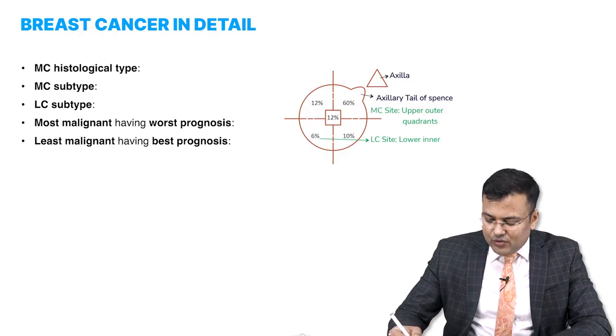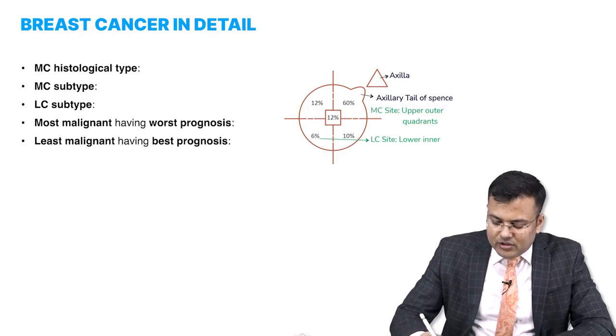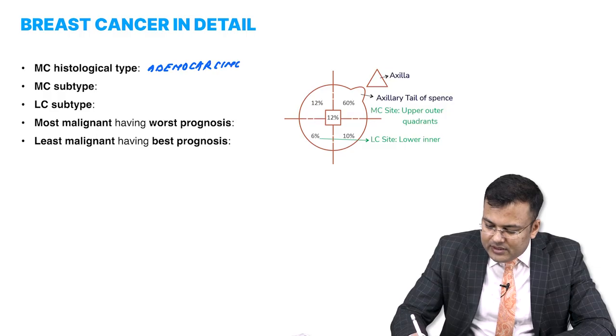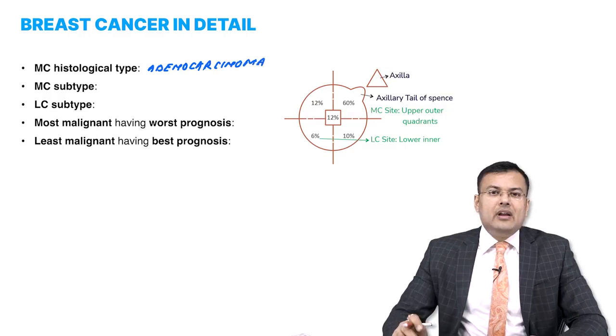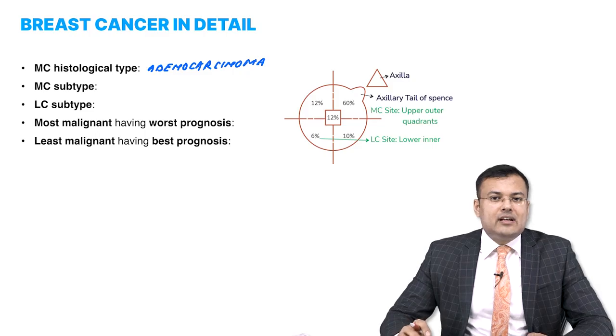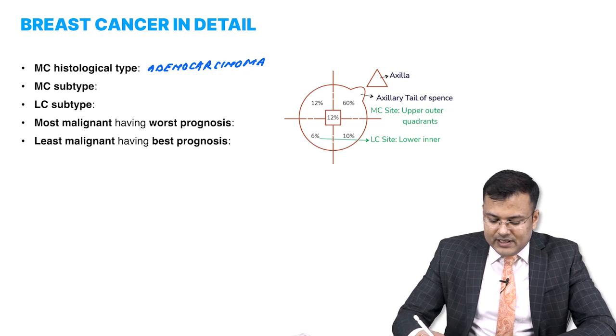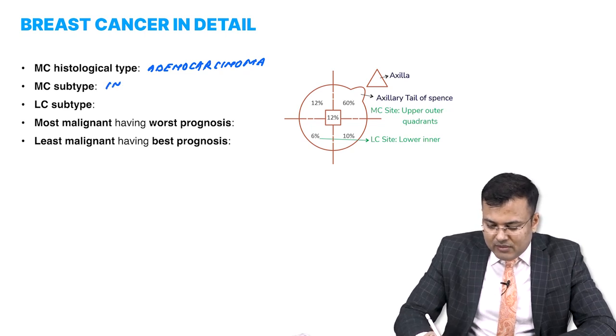So obviously it is adenocarcinoma. The most common histological type is adeno. Clear? And we discussed the subtype also. It is arising mainly from the duct. So the most common subtype is invasive ductal cancer, right?